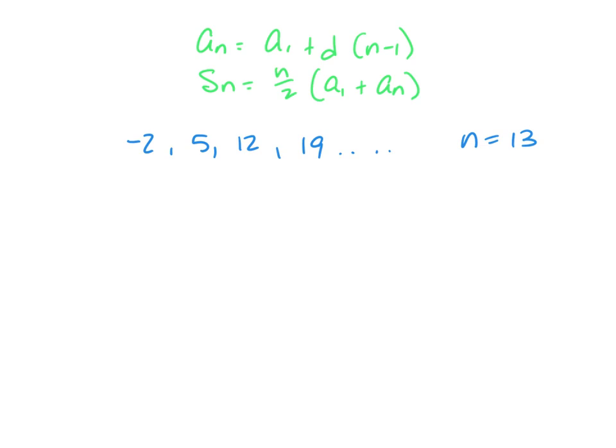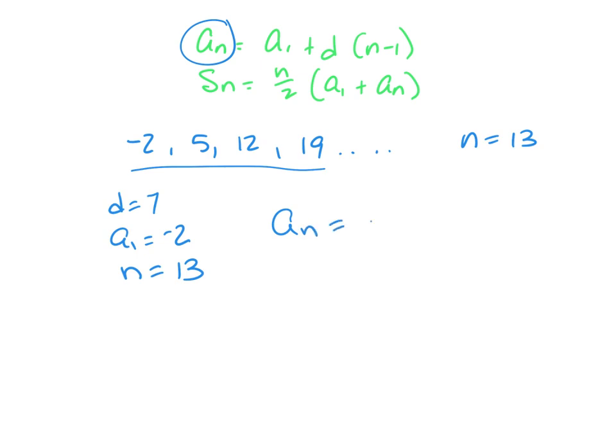What do we know from this series? D equals 7. Perfect. What else do we know? A1 equals -2. And what else do we know? One more thing. N equals 13. Very good. So I can find AN, which is all I'm missing again.